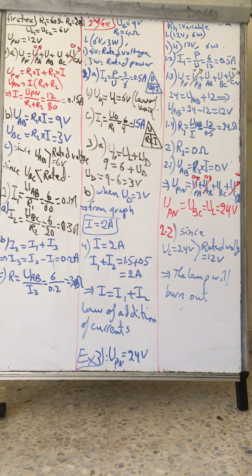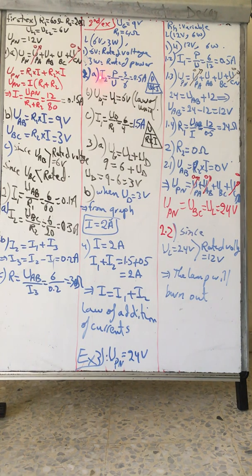Now, L functions normally. Please attention. L functions normally. Calculate the value of the current I2 carried by L. I equals, according to this triangle, power equal U times I, we can write I equal P over U, but I2 because it is in the lamp.